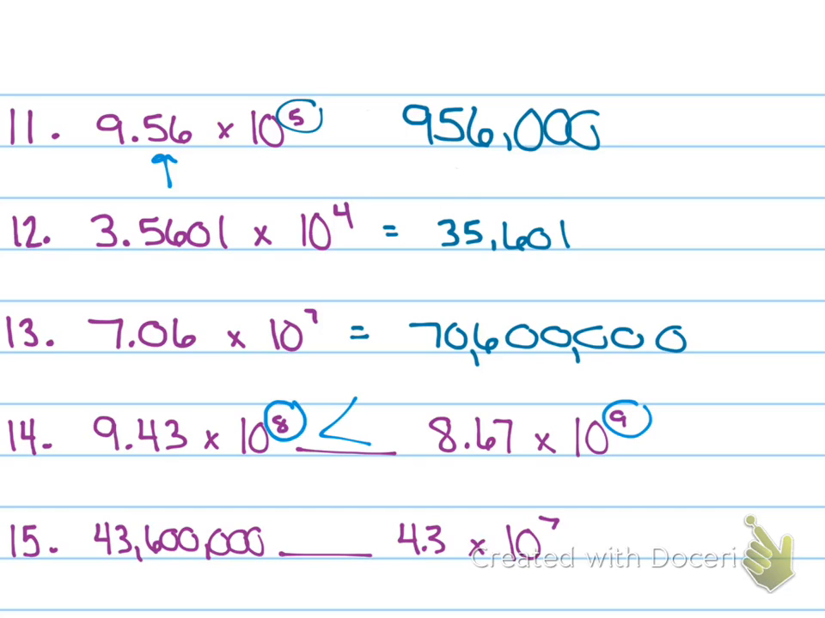Anybody else think they know? Anybody? Ian? What do I need to do on 15 before I can compare them? Okay, you need to have them in the same form, right? So the 43 million, I'd probably change that one to scientific notation. So I've got 4.36 times 10 to the 7th, now compared to 4.3 times 10 to the 7th.